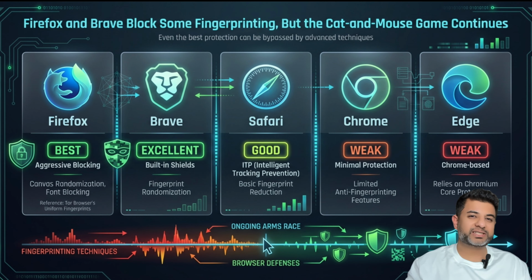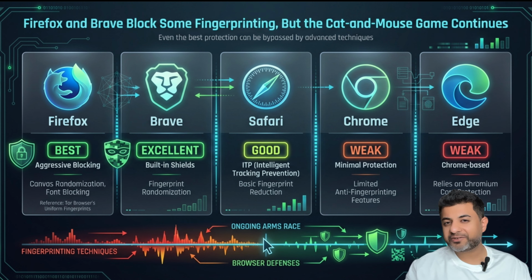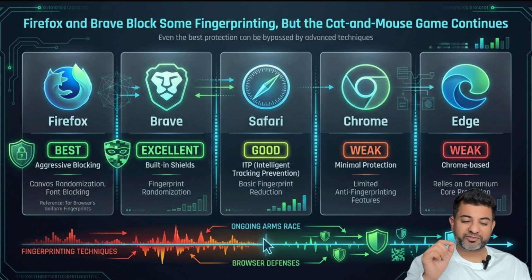So, are browser vendors fighting back? Yes, but it's a cat and mouse game, and the cat is losing. Look at this comparison. Firefox with advanced tracking protection offers the best defense: canvas randomization, font blocking, and aggressive fingerprinting countermeasures. Brave comes in second with built-in fingerprint randomization and script blocking. Safari has intelligent tracking prevention, but it focuses more on cookies than fingerprinting. Chrome and Edge, minimal protection. Chrome's business model depends on tracking, so they are not exactly motivated to block it.